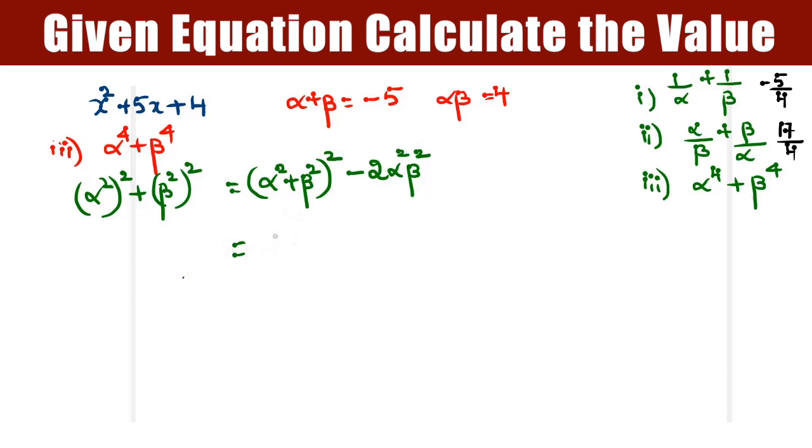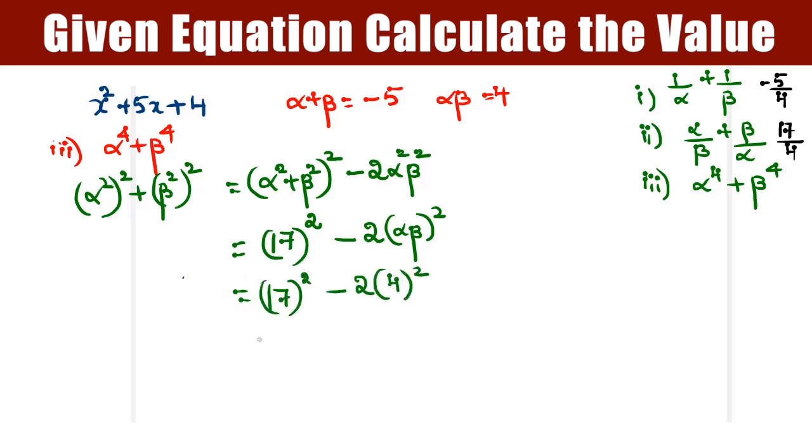So I'm going to substitute this directly as 17 the whole square minus 2 into, this is nothing but alpha beta the whole square. So this is 17 the whole square minus 2 into 4 square. So 17 square is 289. 4 square is 16. 16 into 2 is 32. So 289 minus 32, which is 257. So the last value is 257.